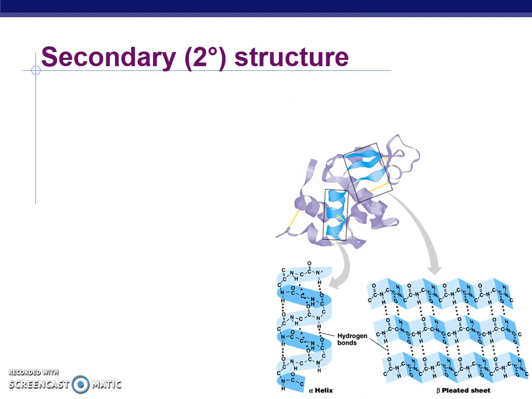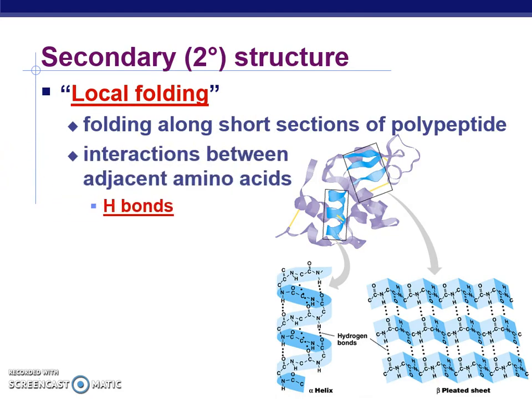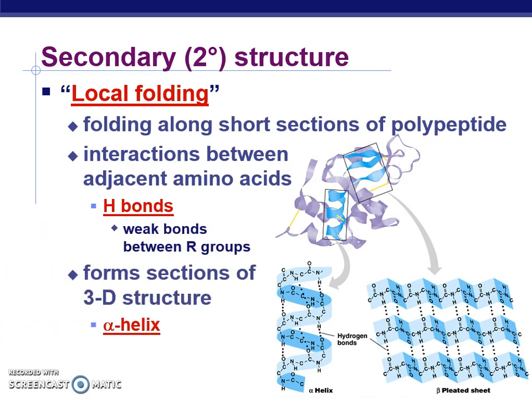So that's primary. Secondary structure has to do with hydrogen bonds that are going to form between adjacent amino acids. So they're right next to each other. They tend to form these things called alpha helix or beta pleated sheet structures.